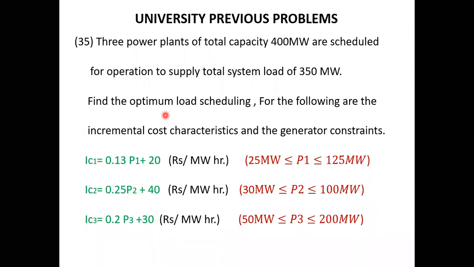By using the same condition, that is df1 by dp1 is equal to df2 by dp2 is equal to df3 by dp3. So just equate IC1 and IC2, you will get one equation, and again equate IC2 and IC3, you will get one more equation. And one more equation we can get from the load, that is P1 plus P2 plus P3 is equal to 350 megawatt. So finally we have 3 equations and 3 unknowns. So easily we can calculate P1, P2 and P3.